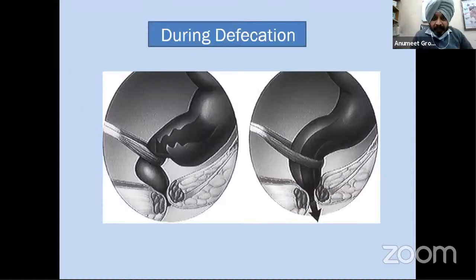There is the acute angle of the puborectalis muscle during defecation. It relaxes so that it becomes straightened, and with the relaxation of the external anal sphincter, the feces are expelled.